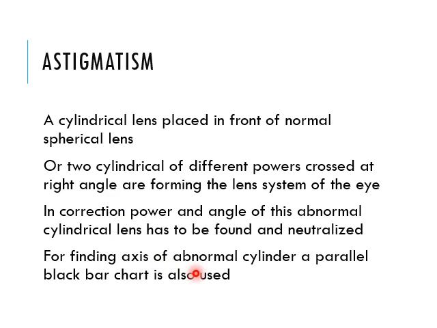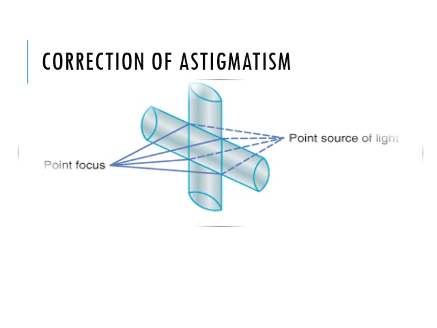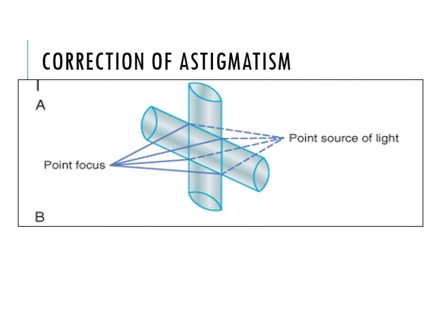Now, for finding the axis of the abnormal cylinder, a parallel black bar chart is usually used for determining astigmatism. I told you that astigmatism is also an error of refraction in which the light is focused from certain aspects but is not focused, for example, from those at right angles. For correction of astigmatism, we use two cylindrical lenses that are put at right angles to one another. So in this we can then get a point focus. You can see here a point focus.